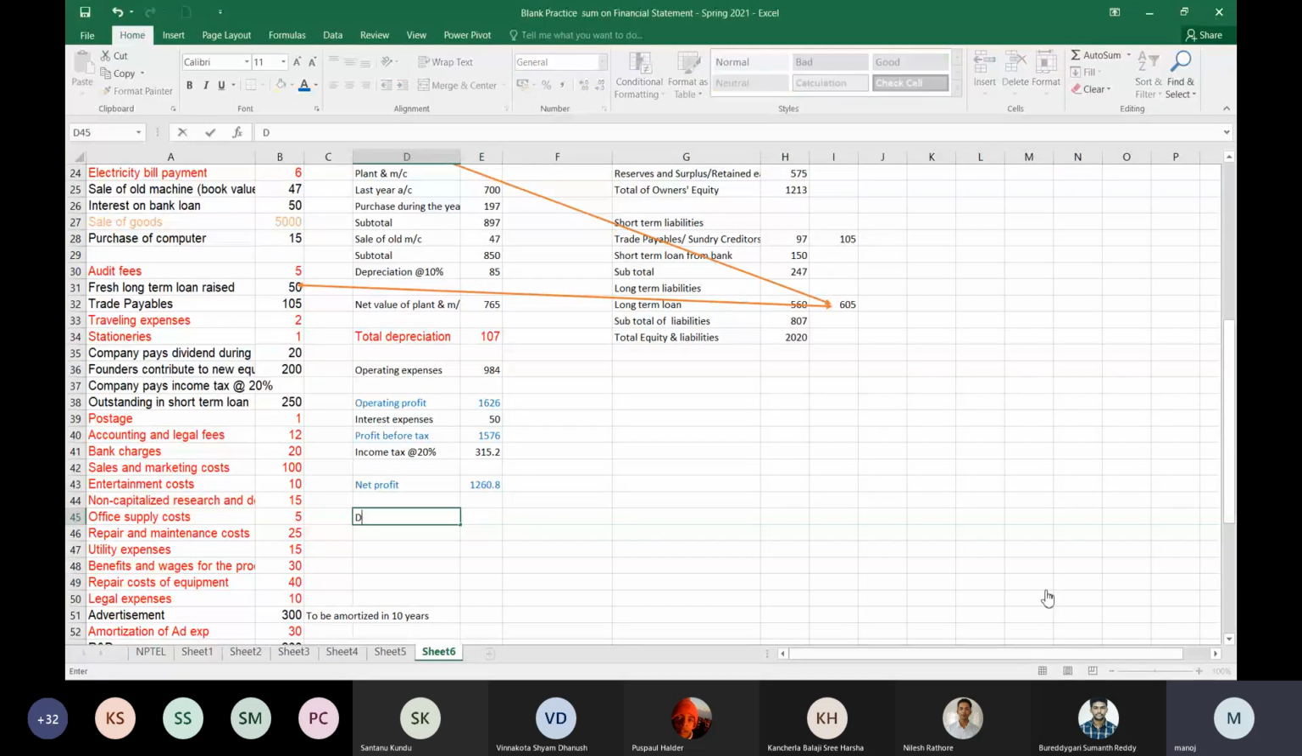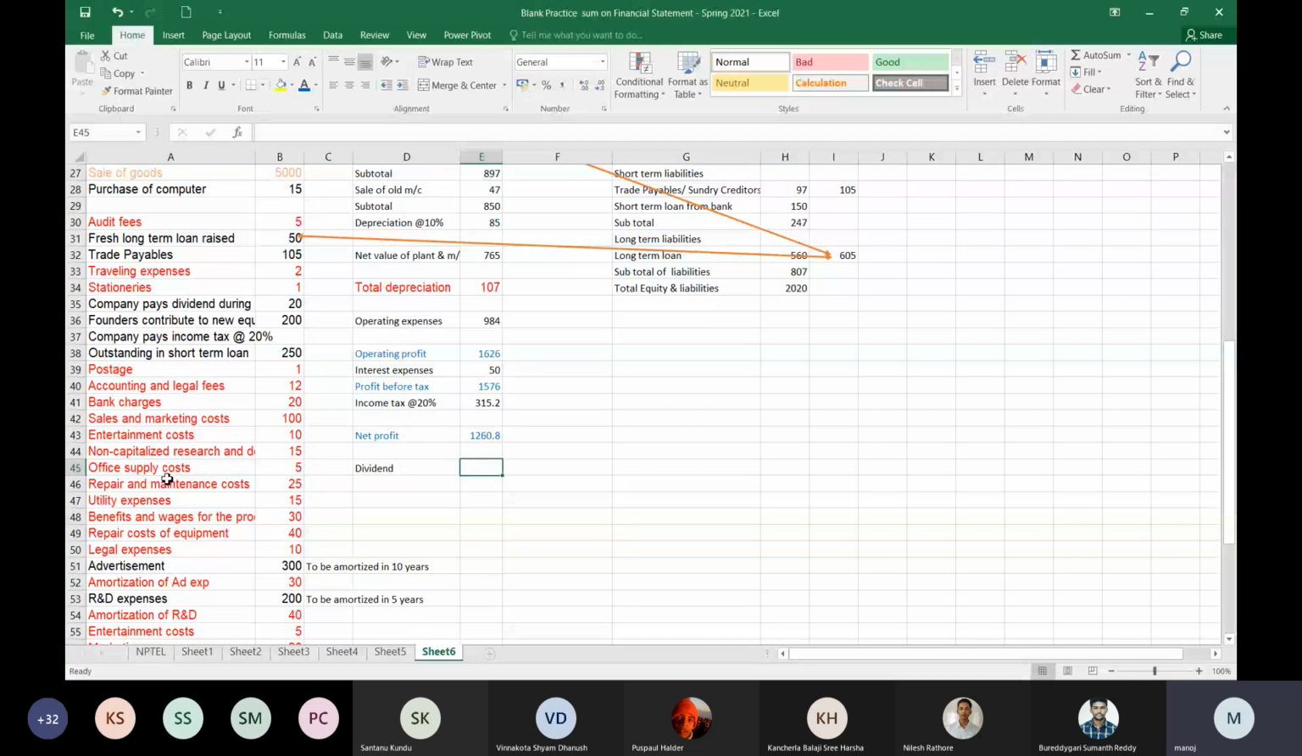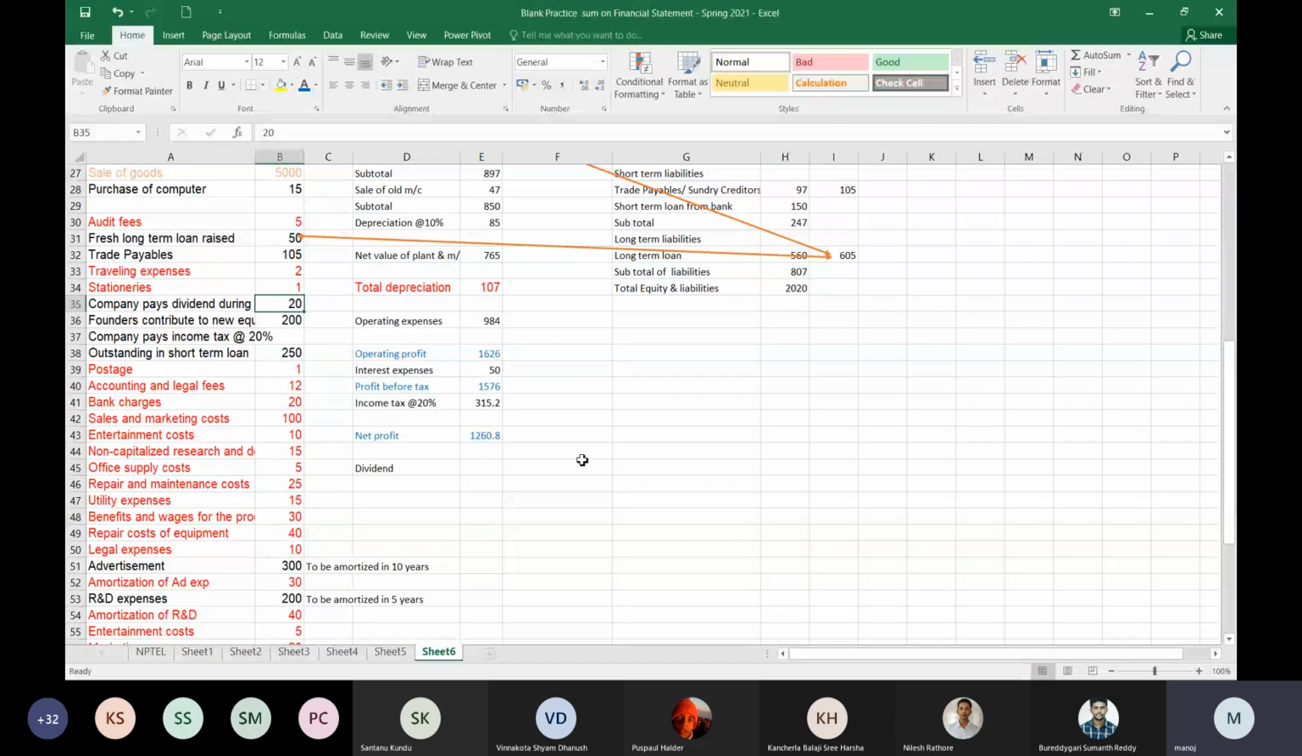Now let us see if the company is paying any dividend to the owners. Dividend payment. And remember we saw something about dividend. It's not here. The company paid a dividend during the year of 20 rupees. But let's say profit is quite high, so rather than 20 rupees, let us pay 200 rupees. It's a good year. So the company pays a dividend of 200 rupees.